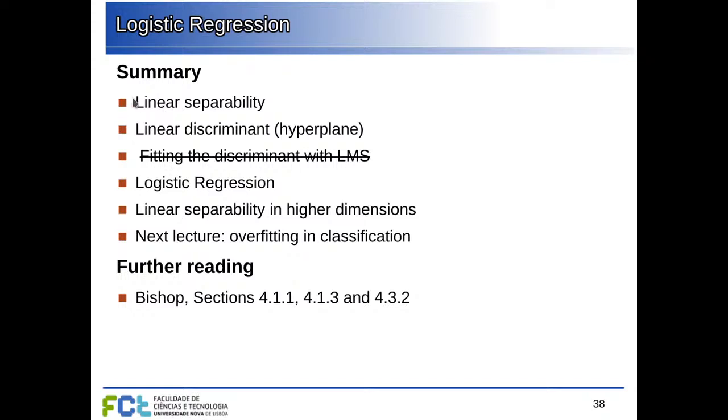So now we saw this idea of separating classes linearly, linear separability if they can be separated linearly, and using a linear discriminant. In arbitrary dimensions, this would be a hyperplane. If you use 2 dimensions, it's just a straight line. In 3 dimensions, it's just a plane. But we can use any number of dimensions just by adding more features.